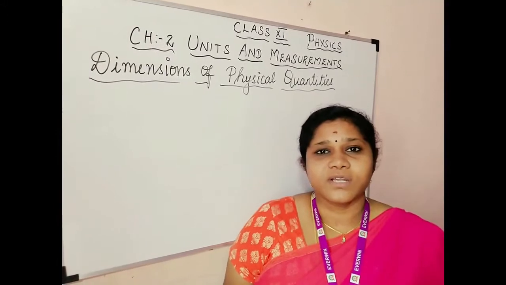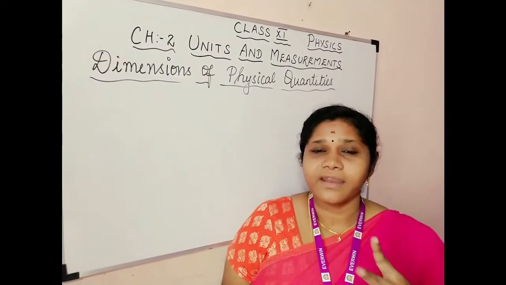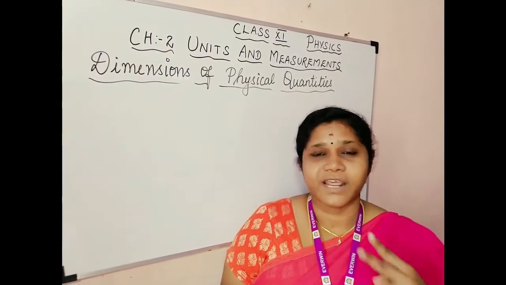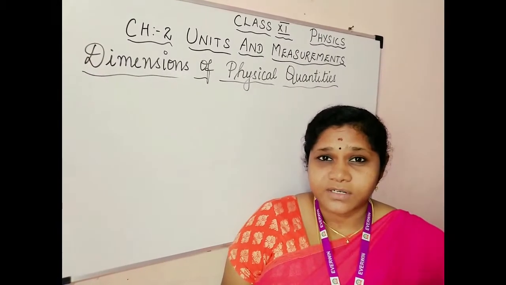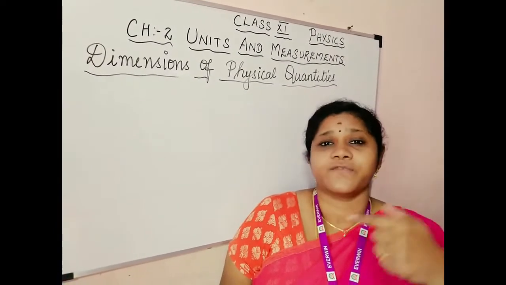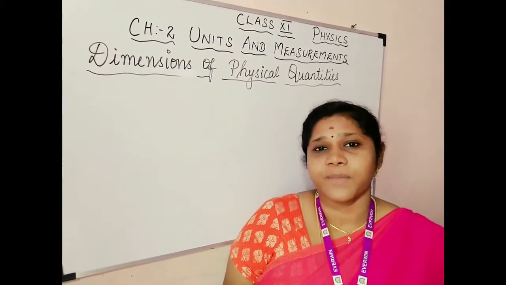In physical quantities we have two types. One is basic or fundamental quantities, and the other is derived quantities. Derived quantities are the physical quantities which are derived from the fundamental quantities. And we know we have 7 fundamental quantities.